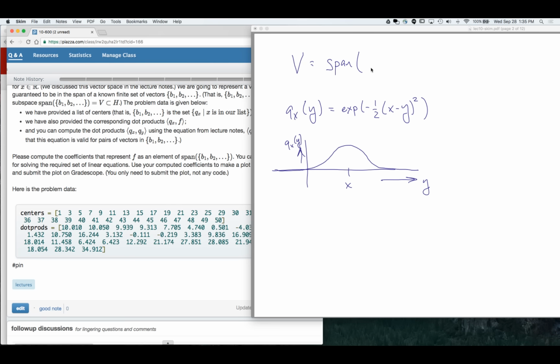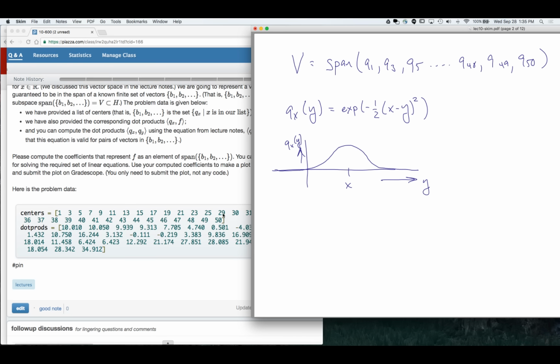And so V is the span of the set Q1, Q3, Q5, and so forth, right up through Q48, Q49, Q50. So these 35 different functions, each of which is a q sub x with its center at one of the points in that list.